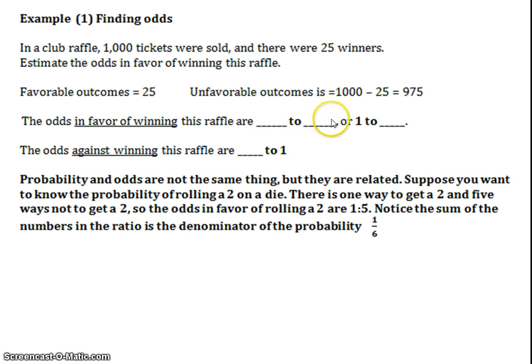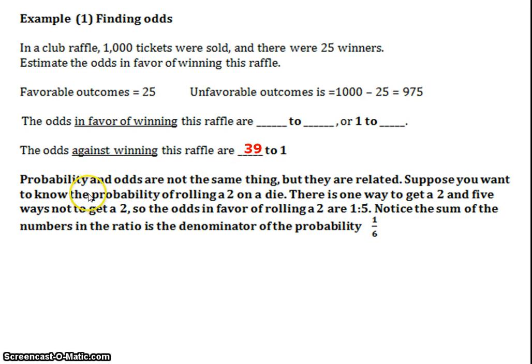The odds in favor of winning this raffle are, this would be favorable outcomes, and over here would be unfavorable outcomes. Please write those numbers in, and then go ahead and simplify that down to 1 to 39, and then write down your answer here. The odds against winning this raffle are, this would be unfavorable outcomes to favorable outcomes, and that would be 39 to 1.